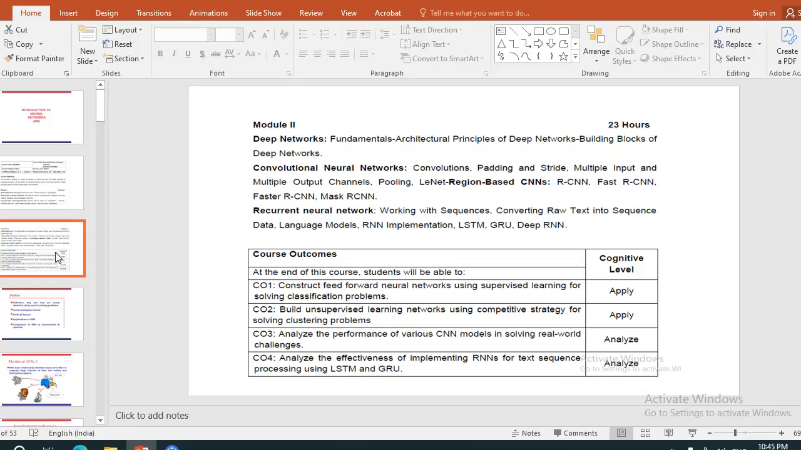Then next is region based convolutional neural networks. In that we are going to study RCNN, fast RCNN, faster RCNN, then mask RCNN. Here R indicates region. So these topics are based on different types of region based CNN models.